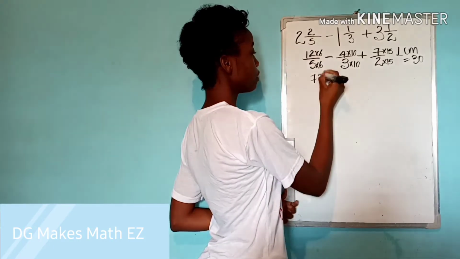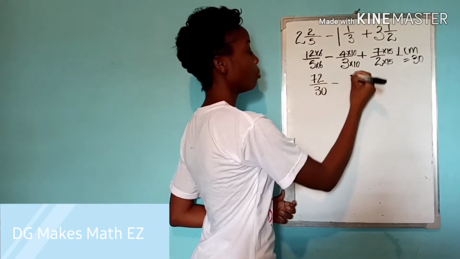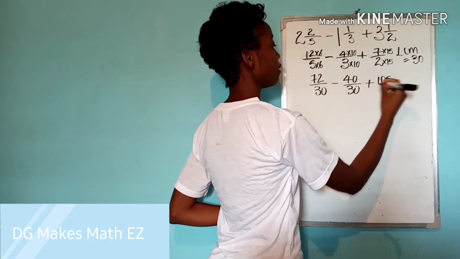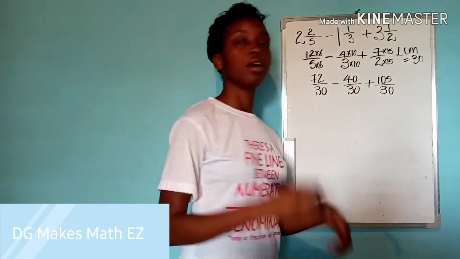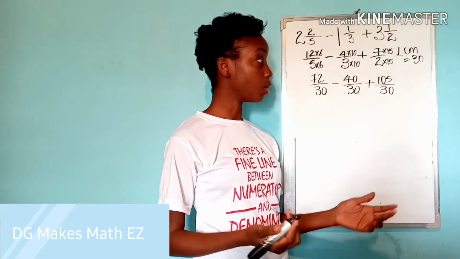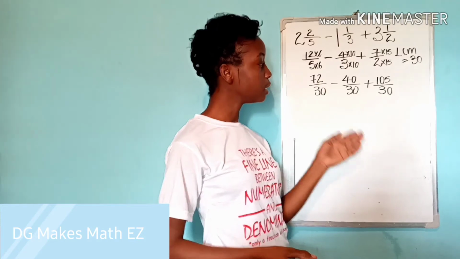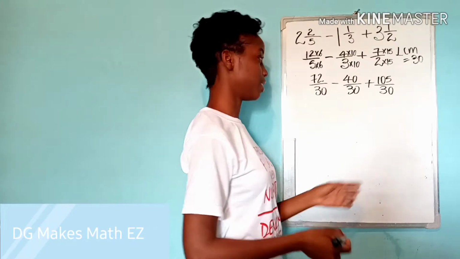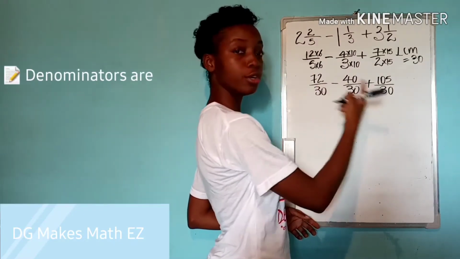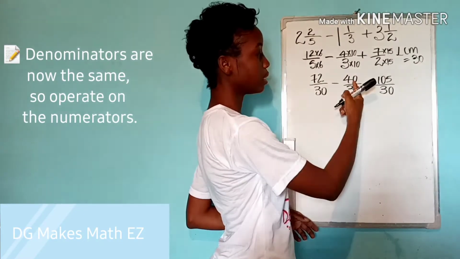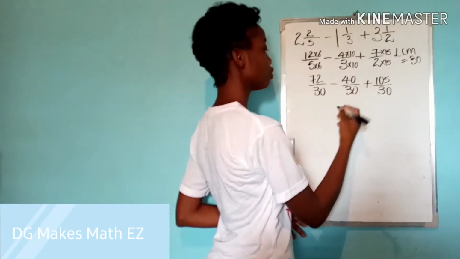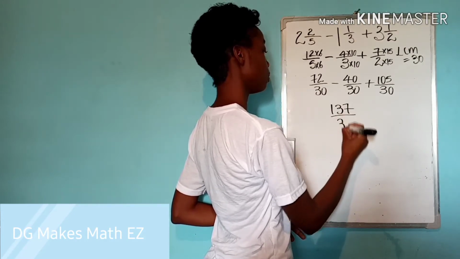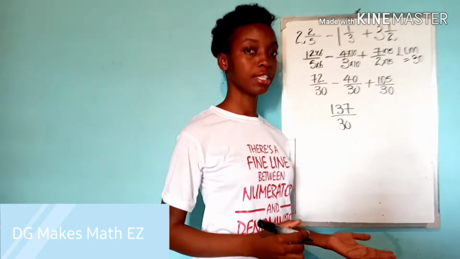12 times 6 will be 72 over 30 minus 40 over 30 plus 105 over 30. Now our life is a bit or a lot easier because we now have the same denominators. The same denominator. So the only thing we now need to work on is our numerator. 72 minus 40, that will give you 32, plus 105, which will give you 137 over 30. And you can leave your answer like that.